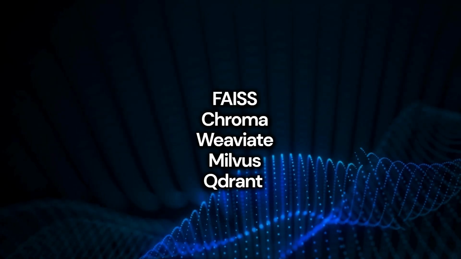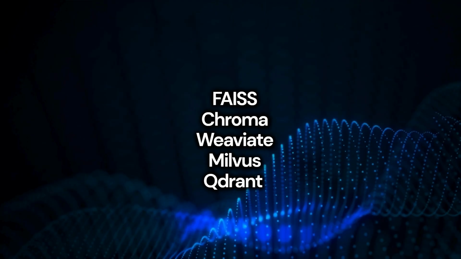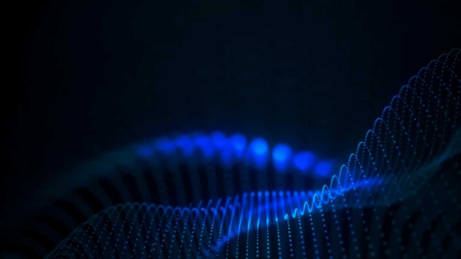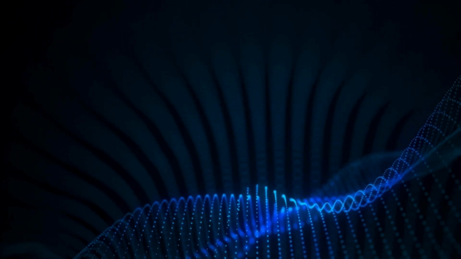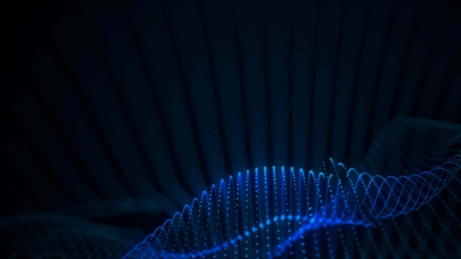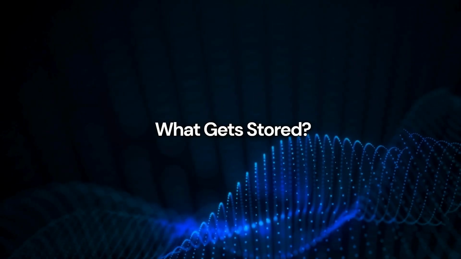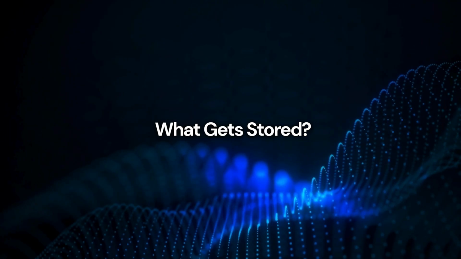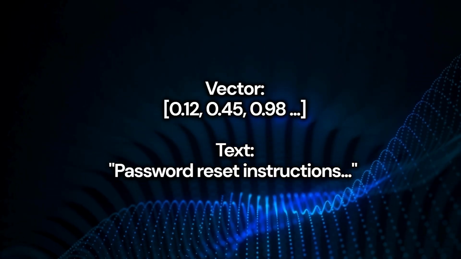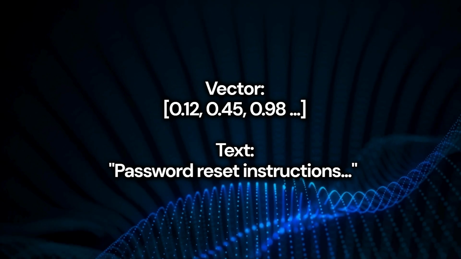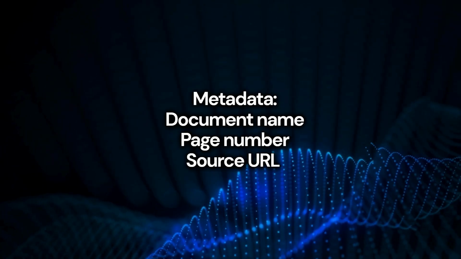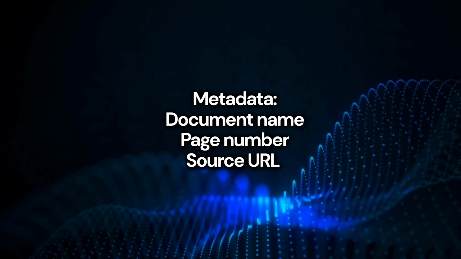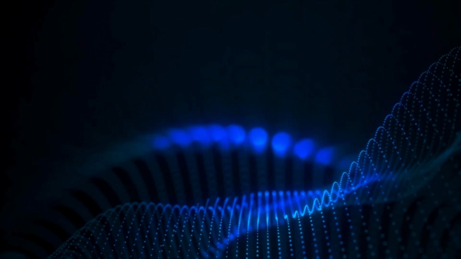Popular vector databases include Pinecone, FAISS, Chroma, Weaviate, Milvus, and a lot more. Each has its own strengths. Some are cloud based, some are open source, some are optimized for scale, but their goal is the same: store vectors and retrieve similar vectors quickly. Usually, each record contains the vector, the original text chunk, and metadata. For example, the vector, and the text is the password reset instructions. Metadata is like document name, page number, source URL. This metadata becomes useful later, whenever we are retrieving the similar information.